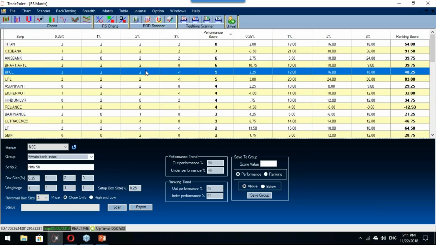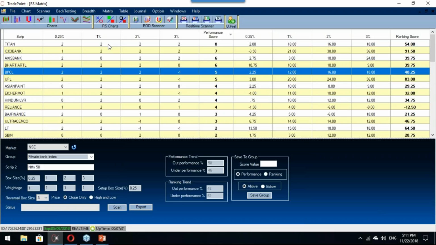The simple answer is we just cannot second guess what the performance score could be. Just looking at our relative strength score, we just cannot second guess what the performance score will be, because these two are different animals, right? What we are looking at is a Titan.